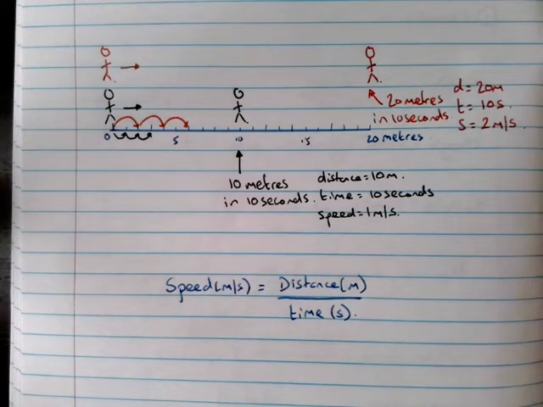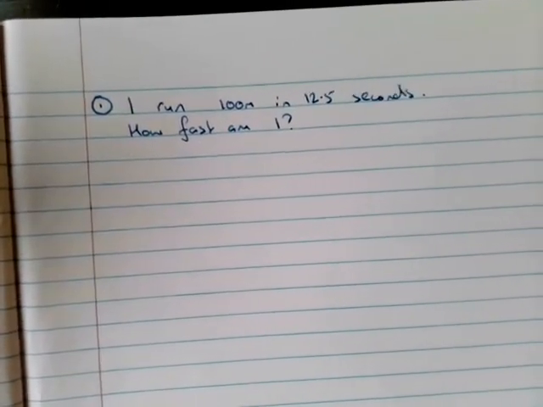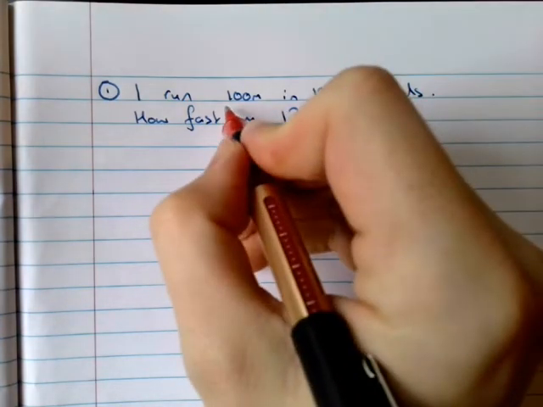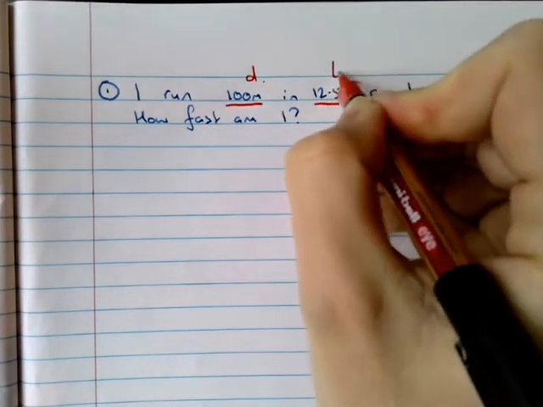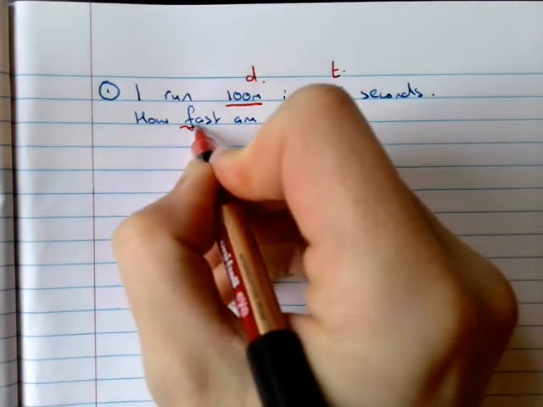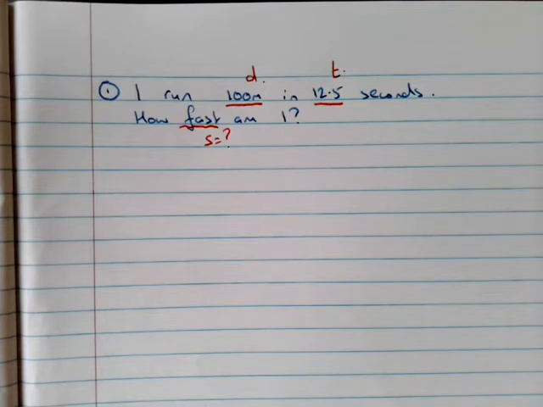Okay, so let's do some practice with this equation. I've got a question here, which is, I run 100 meters in 12.5 seconds. How fast am I? Okay, so this is very straightforward. I can see that my distance is 100 meters. My time is 12.5 seconds. And I want to know how fast I am. So my speed is the thing that I'm working out.